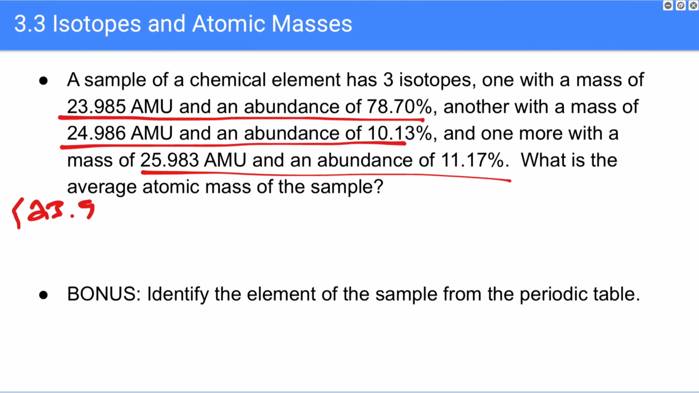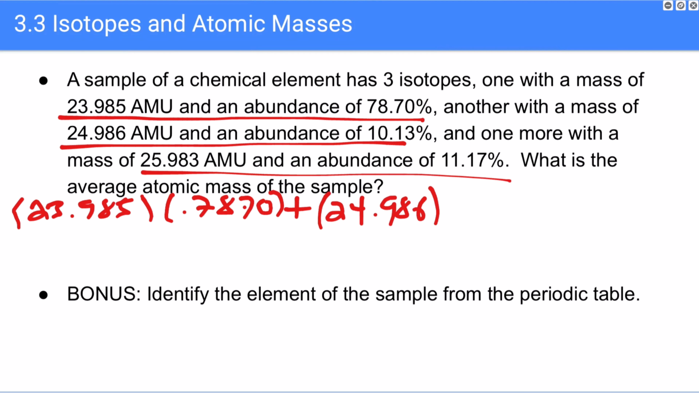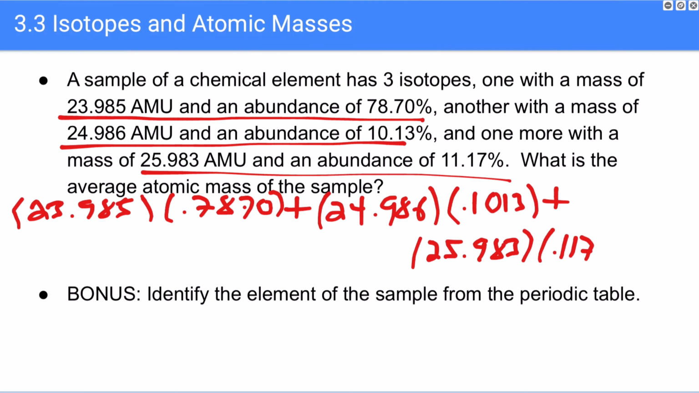So 23.985 times, and again, that needs to be in decimal form, so 0.7870 plus 24.986 times 0.1013 plus, I'm going to write this down here at the bottom, 25.983 times 0.1171. Now, when I add all of those together, it should be somewhere between roughly 24 and 26.